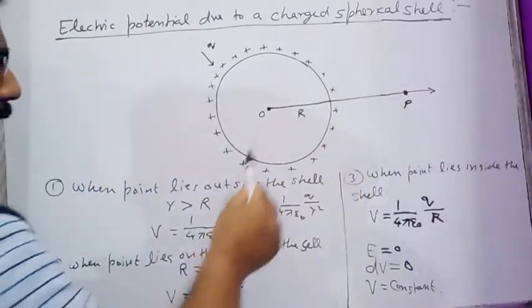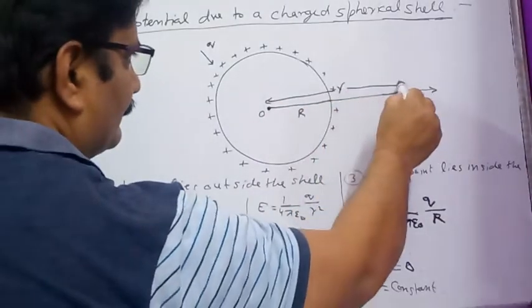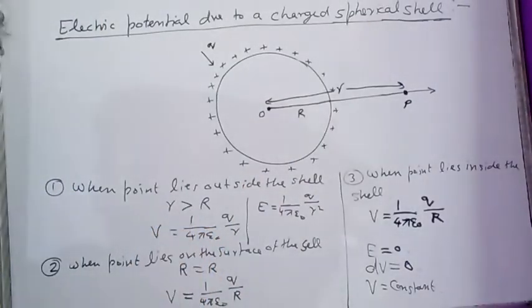It means the distance of the point is greater than radius of the spherical cell. Small r is greater than R. What can be the value of potential at this point?